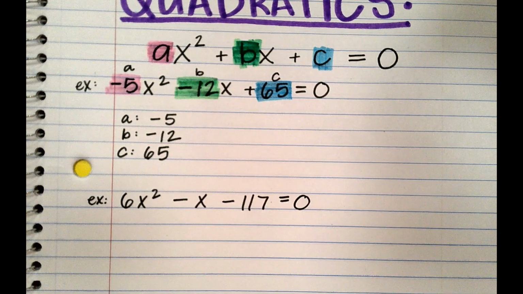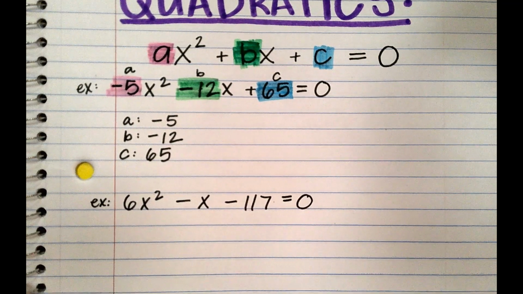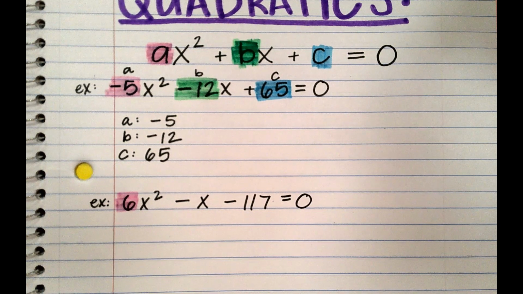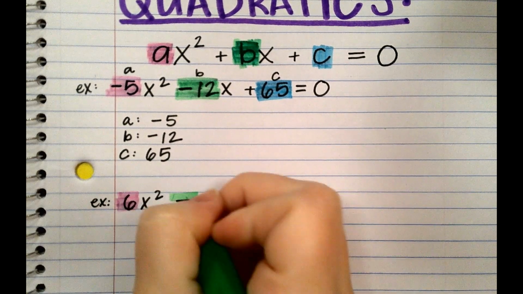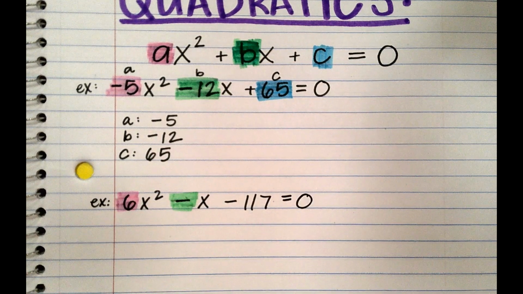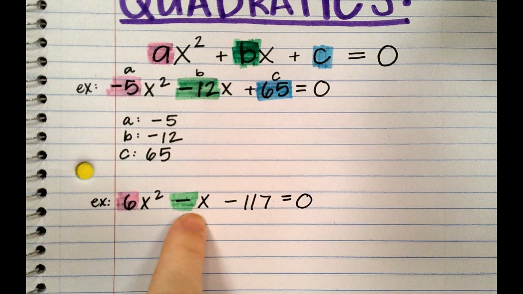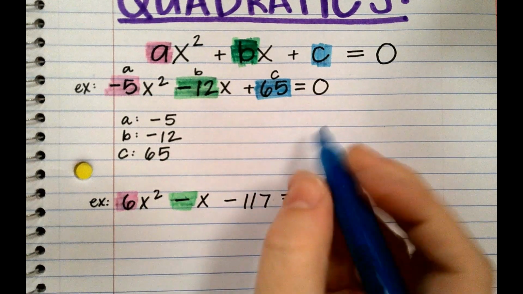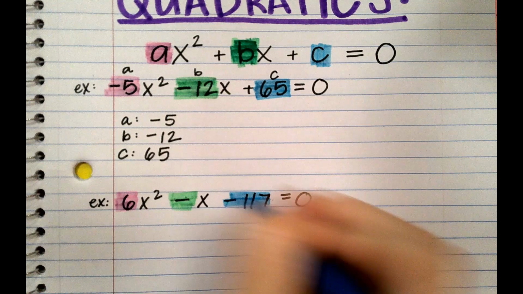I wanted to identify my values for A, B, and C. What is the value of A? 6. What's the value of B? -1. There's no number here in front of x, so we always assume that means there's a 1 there. And what would be my C? Good, -117.